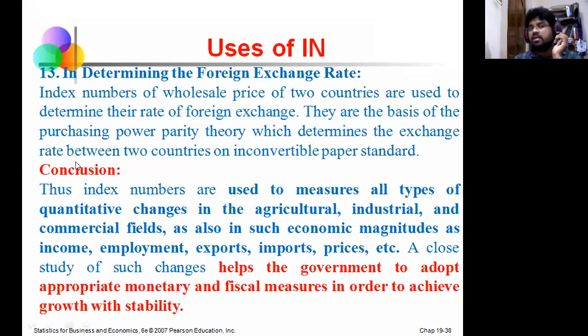And for the conclusion of this use of index numbers, see, the index numbers are used to measure all types of quantitative changes.